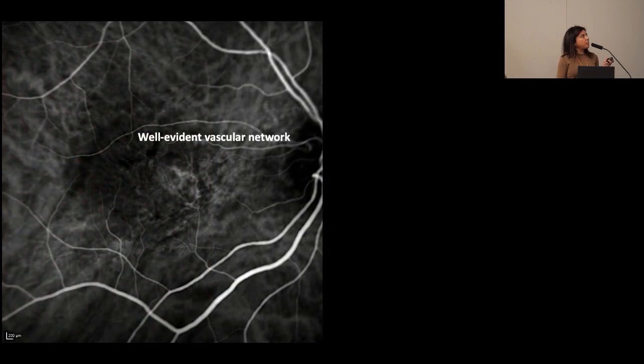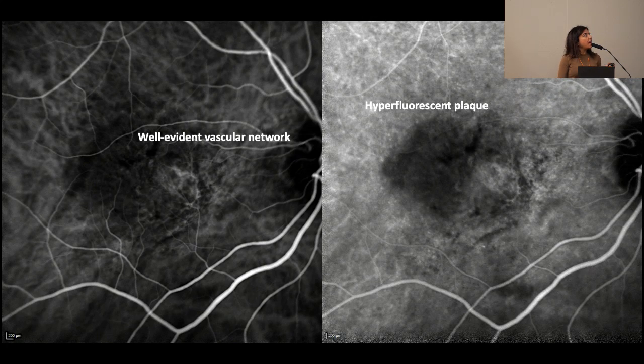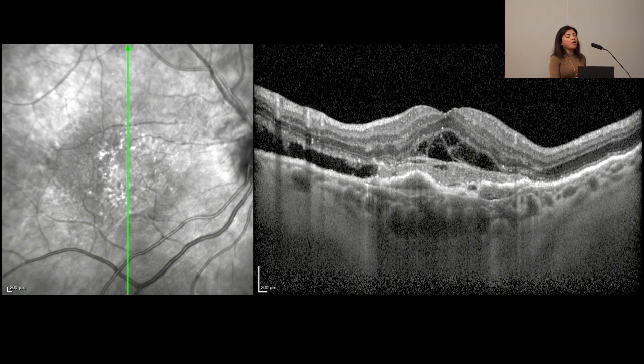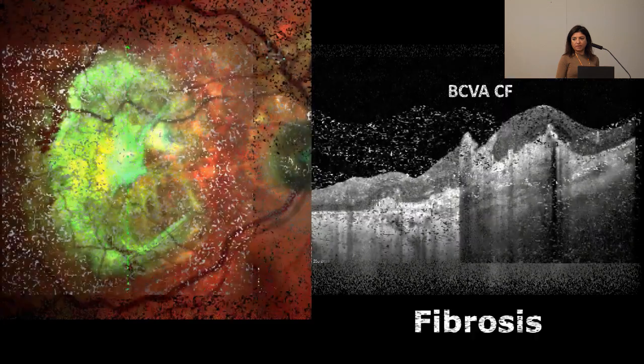Then we proceeded with ICGA that showed a well-evident vascular network in the early phases, and then a hyperfluorescent plaque in the late images. The OCT confirmed the presence of an active neovascular membrane in the fovea. There was indeed a fibrovascular PED. There was a well-defined SHRM, so subretinal hyperreflective material, and there was also subretinal fluid.